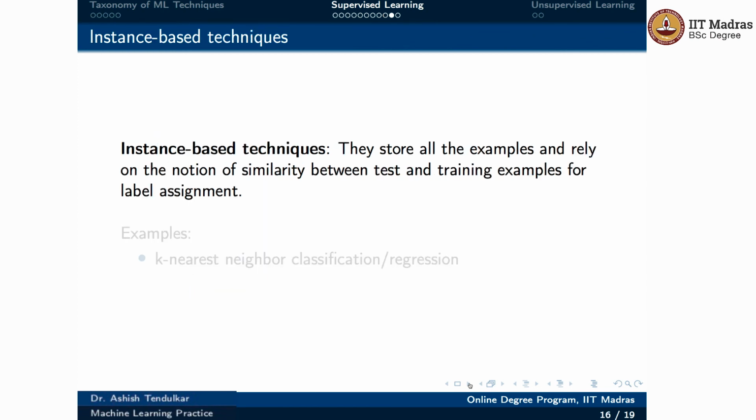Finally, we have instance-based techniques. Instance-based techniques do not try to do any modeling, but they just store all the examples, and whenever a test example comes in, they compare that test example with every training example with some notion of similarity that could be based on some distance functions or some other kind of similarities, and based on that they assign the label to the test example based on the nearest training examples. One example of that is k nearest neighbor classification or regression, which we will be covering in our course.